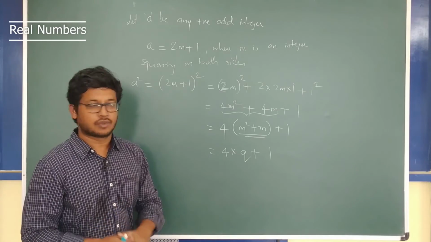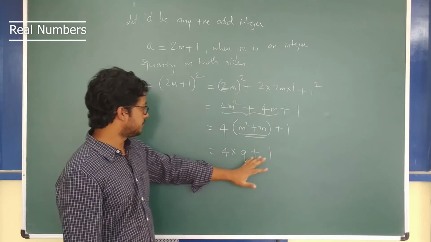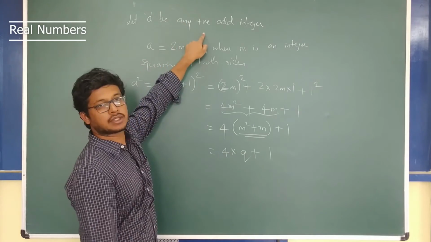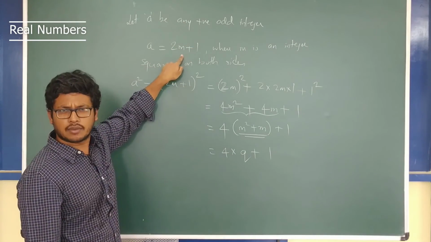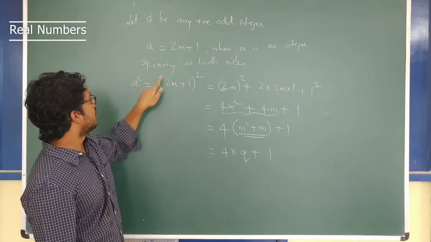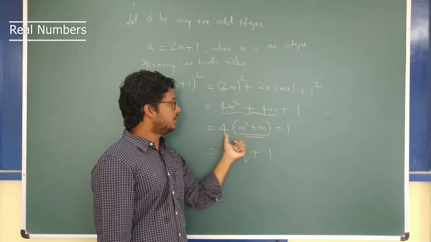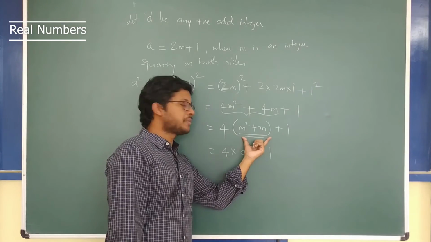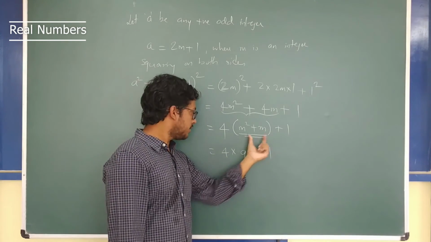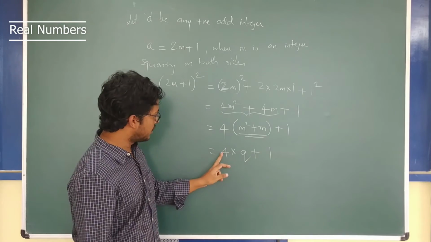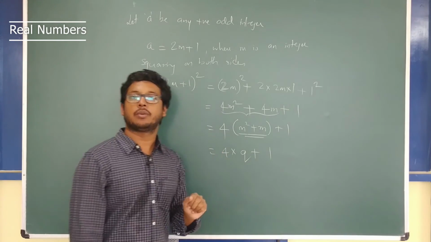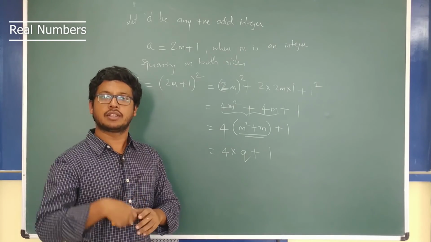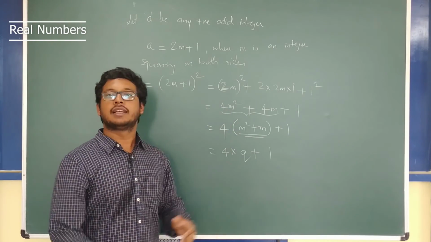I hope you understood this one. So what was the argument here? The argument is that since I want any odd positive integer, we will assume that it is of the form 2m plus 1. When I square it, I get this. When you take 4 outside, m square plus m is again an integer, which I will write as some integer q. So this is now written as 4 into q plus 1. I hope you understood this one. Alright, we will solve a few more complicated problems similar to this one.